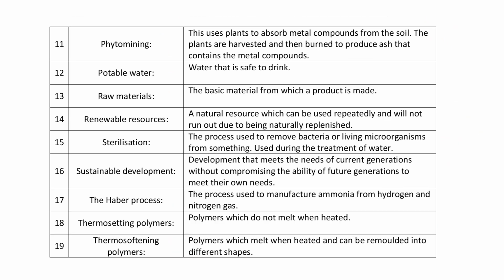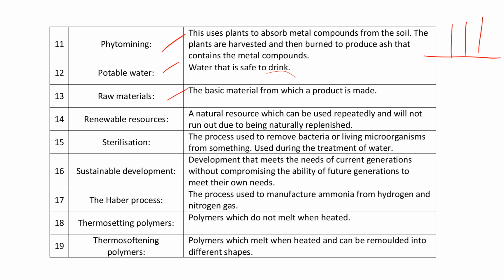This uses plants to absorb metal compounds from the soil. The plants are harvested and then burnt to produce ash. So what you do is you put plants onto high copper rich soil. All right, the plants absorb it. Then you burn the plants at the end, and then you can extract the metal. Phytomining. Water safe to drink. Potable water. The basic material from which a product is made. Raw material, so it might be an ore.